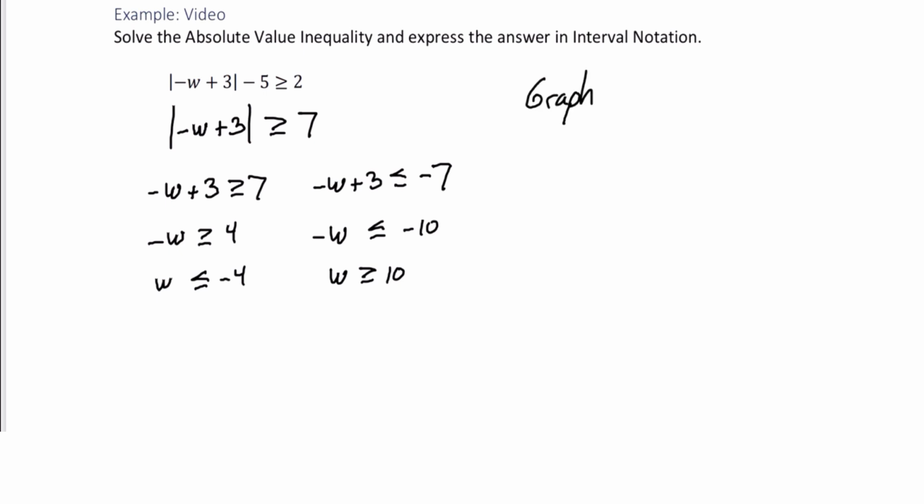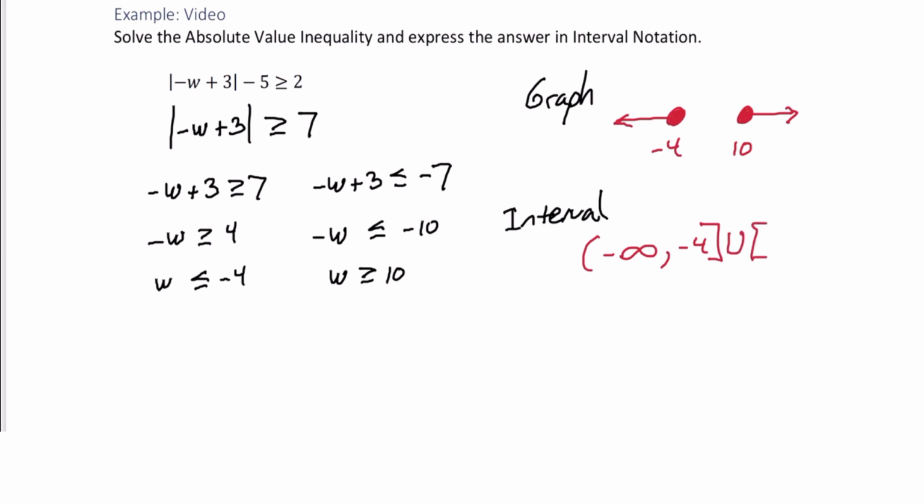Let's use a graph. We have everything that is less than or equal to -4, and everything that is equal to or greater than 10. For the interval, we have two sets, -infinity to -4 with a bracket, union, bracket 10 to positive infinity.